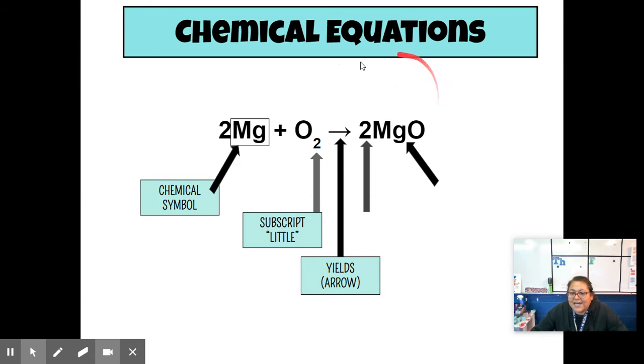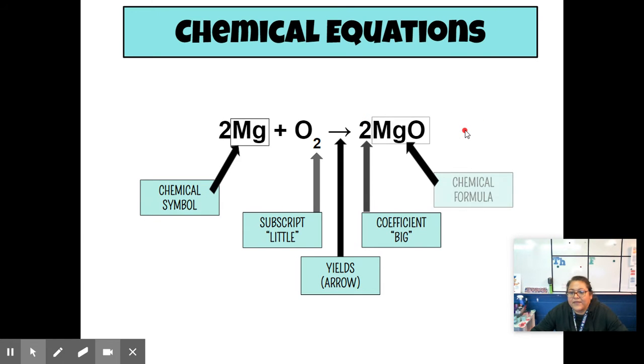The yields sign, or this arrow here, is kind of like the science equivalent of an equal sign. What it's actually showing, that yields means to create or to make. So this molecule plus this molecule will create or make this new substance over here. Coefficients are always the big numbers in front of a chemical formula, and that tells us how many molecules of that particular compound we have or how many copies. So this is magnesium oxide, and I have 2 molecules of magnesium oxide. And then, of course, that's a chemical formula.